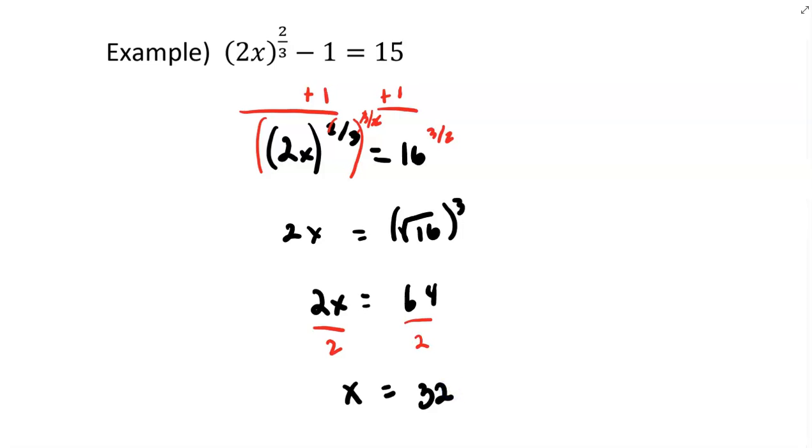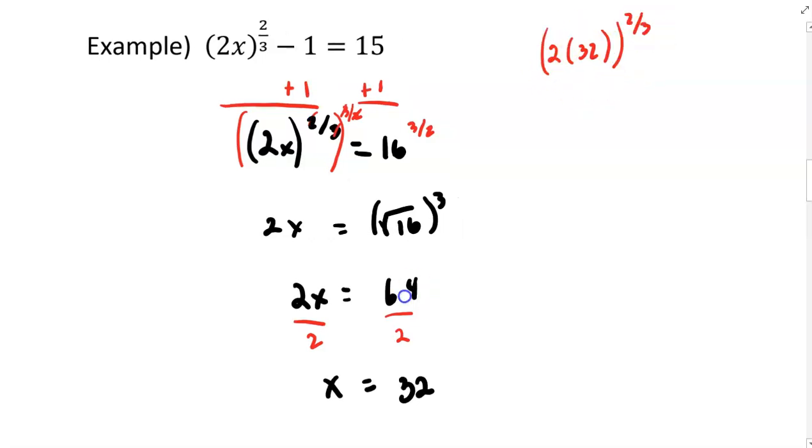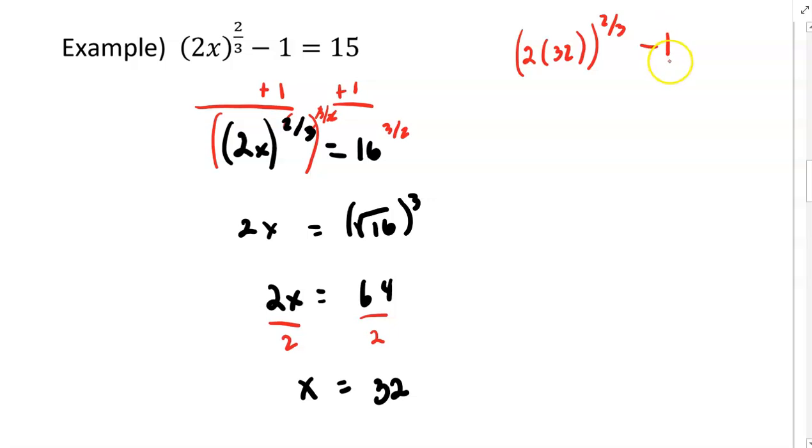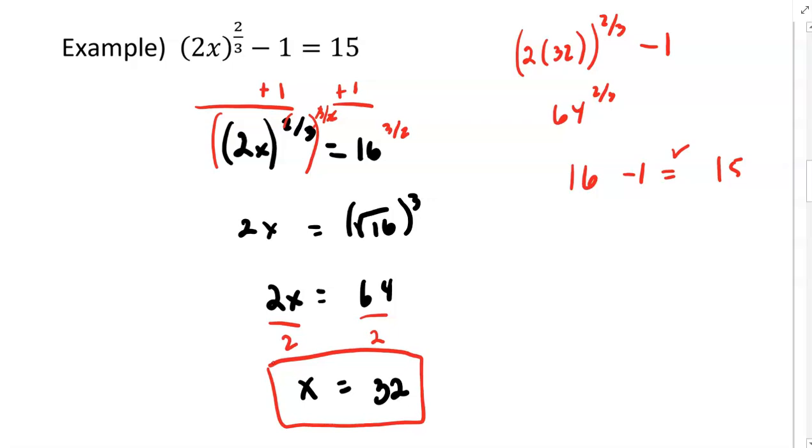Now we'll go ahead and check this. So if I plug this in, we get 2 times 32 raised to the power of 2/3 minus 1. What is this? So 64 to the power of 2/3. The cube root of 64 is 4 squared, gives us 16 minus 1. And is that 15? It sure is. So there is our answer.